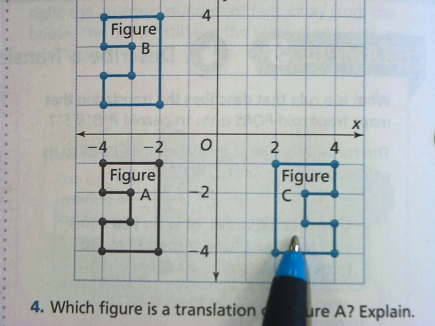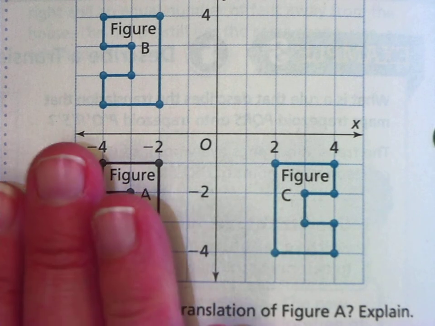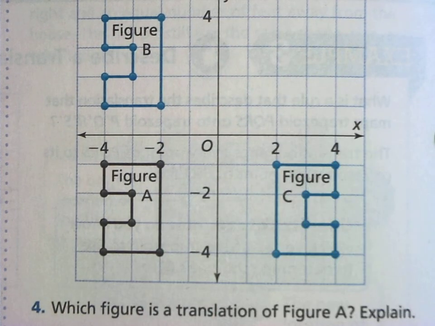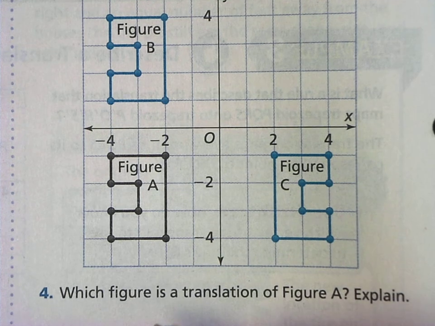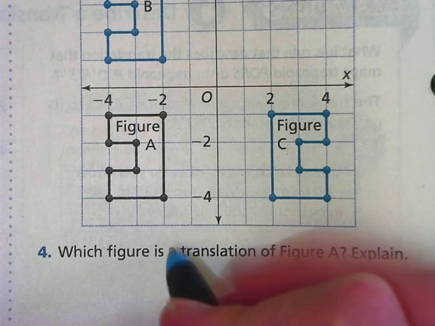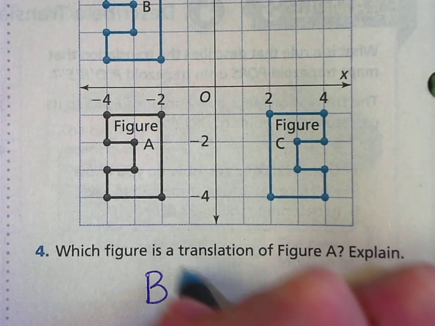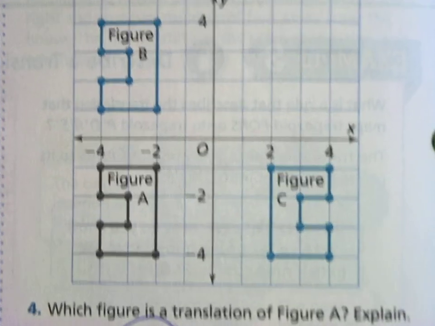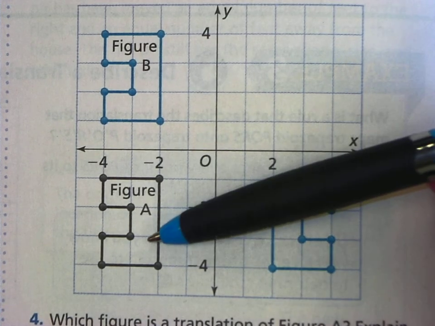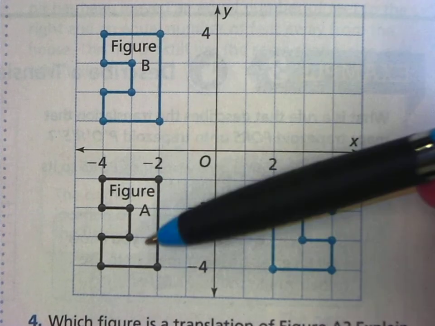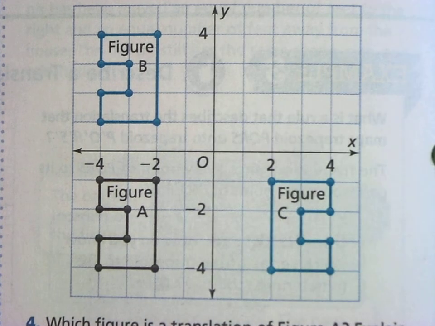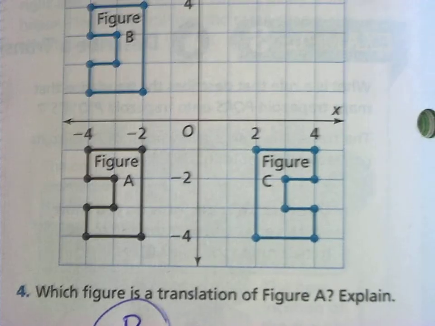It can't be figure C because if we start with figure A, it looks like we flipped it over. And so that's not correct. So figure B would be the translation of figure A. If we just started with figure A and we translated it up, it should look like a slide. We just slid it. Okay, so now let's do the next one.